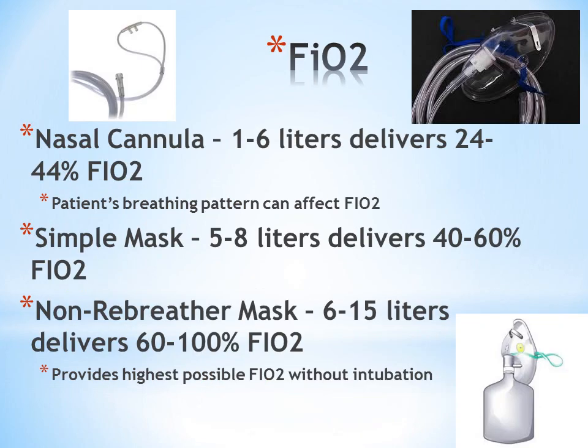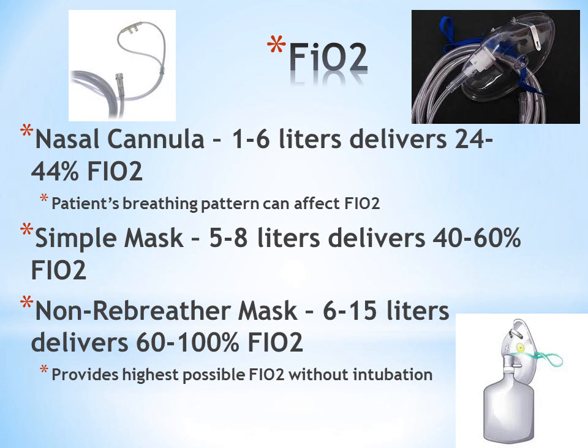And you need to be familiar with how much oxygen, or FiO2, is going to be delivered with the different delivery systems. With the nasal cannula, you can administer 1 to 6 liters of oxygen. You cannot deliver higher than that unless you have a high flow nasal cannula. But typically 1 to 6 is standard, and it will deliver 24 to 44% FiO2. Their breathing pattern can affect the FiO2.